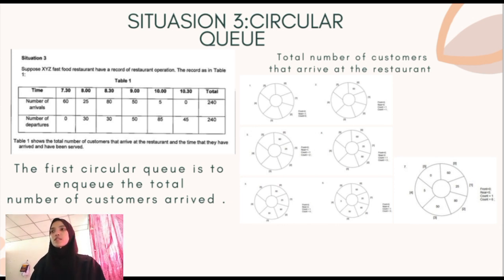So situation 3 says, suppose XYZ fast food restaurant has a record of restaurant operation. And then it gives the number of arrivals and the number of departures.